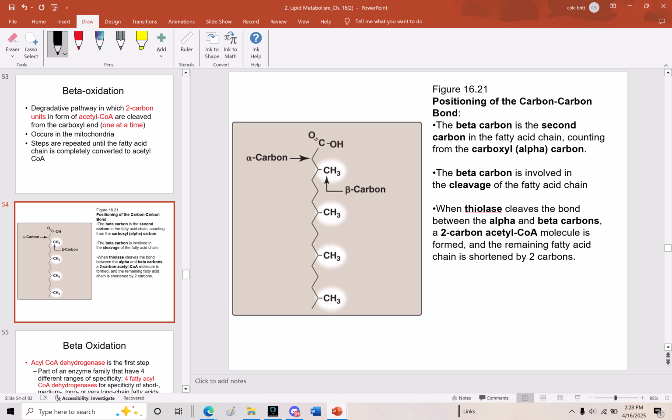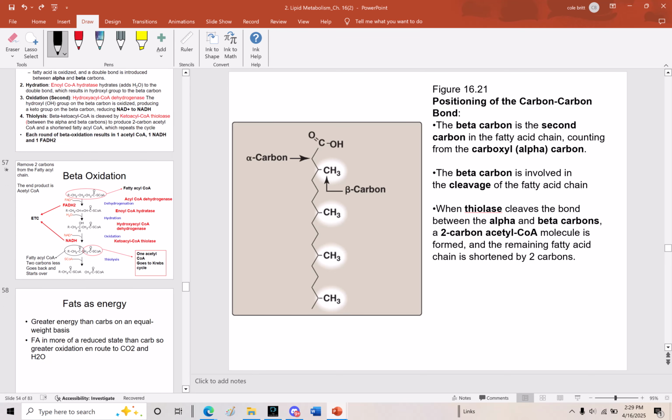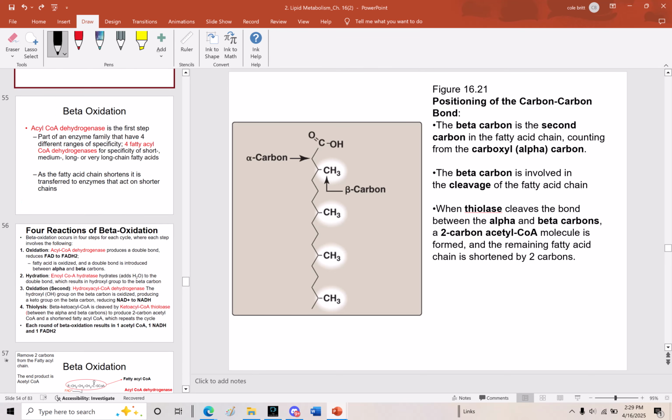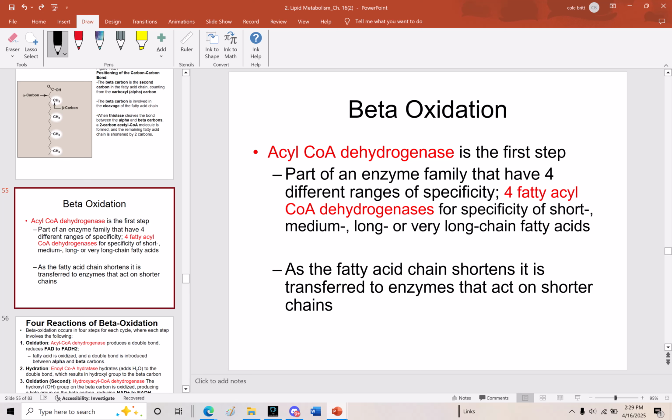So every time we take off 2 carbons, we're actually making an acetyl-CoA, and I'll show you what that looks like. Every time the fatty acid is cleaved, it's shortened by 2 carbons. Here's, well, I'll just go through it first. It's pretty simple. These are all the steps that I'm going to have you learn. It looks like a lot, but it's not.